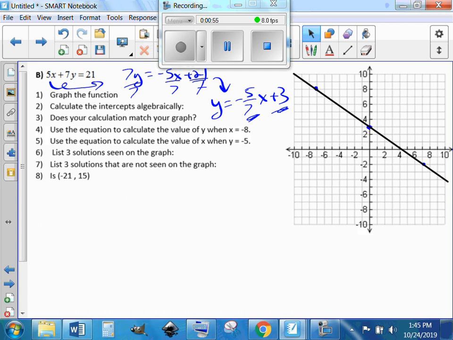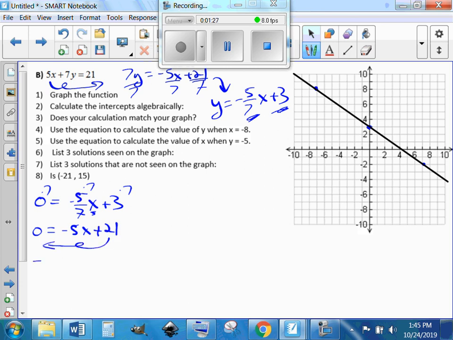So B, calculate the intercepts algebraically. So again, for the intercepts, these are all about the zeros. The 0 for the x and the 0 for the y. So I'm going to start by plugging 0 in for y, and then this is going to allow me to solve for the x-intercept. Okay, so here I'm going to actually multiply everything by 7 first. So we get 0 equals negative 5x plus 21.